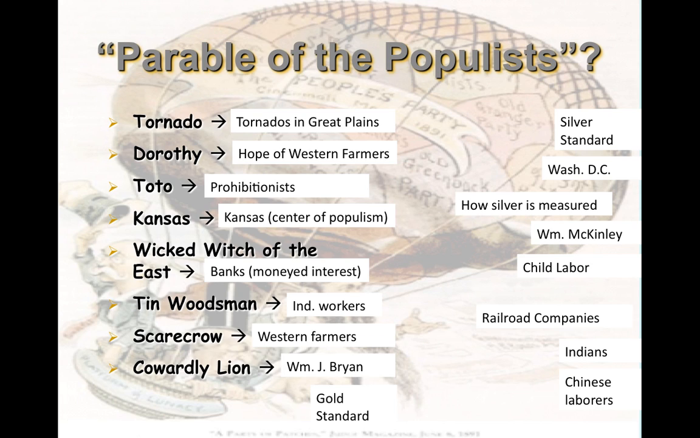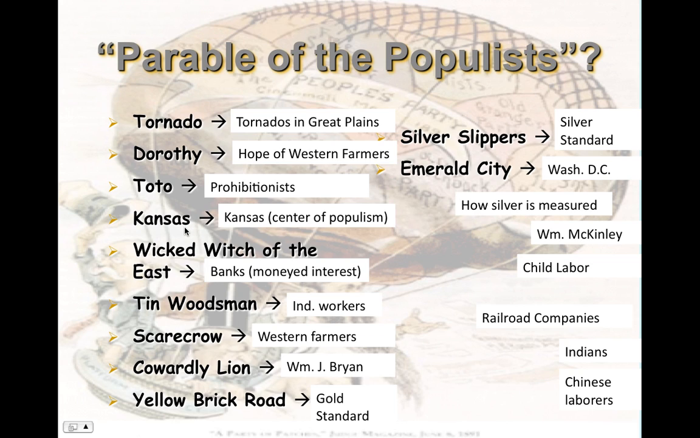Here's where it gets good. The gold standard, Yellow Brick Road. The silver standard, now here's where you need to know the book. In the book, the red slippers were actually silver. So when you take the silver slippers and you add them to the Yellow Brick Road, it eventually is going to lead you home to Kansas, which is how the book goes. Washington, D.C., Emerald City. Oz, how silver is measured. Ounces. Oh my God, I love it.